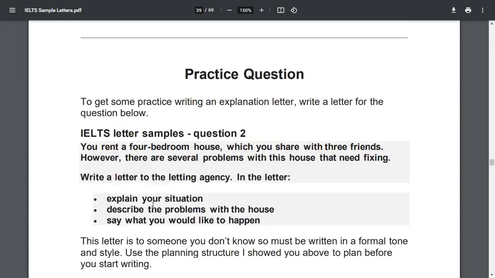So try to do this, okay? Please try to write this, and write the answer in the comment section below, and I will reply to you personally to correct your answer. So now you have 2 letters: apology letter and explanation letter. So we've done for today. I've shown you 2 essential letters, and these are very common in the IELTS exam. So try to go back to the video and watch until you fully understand the structure, okay?